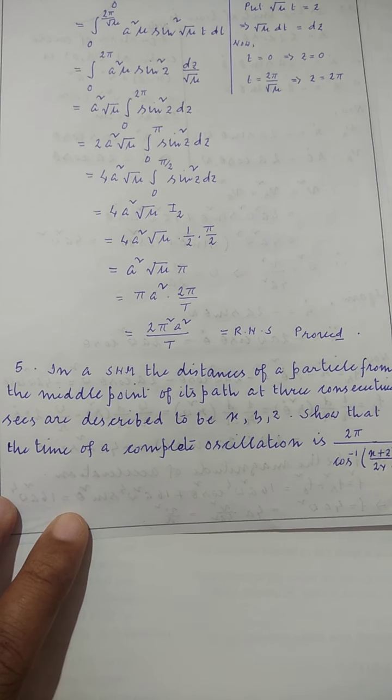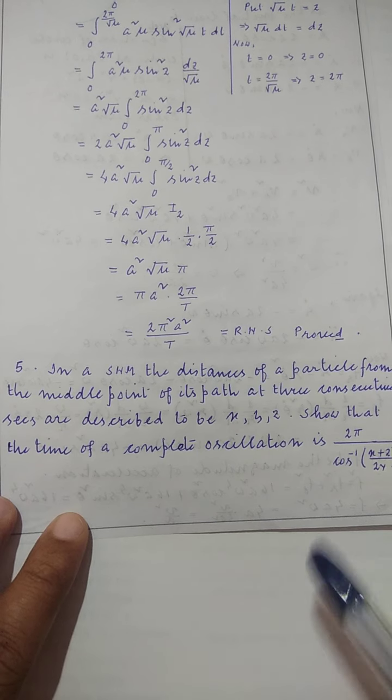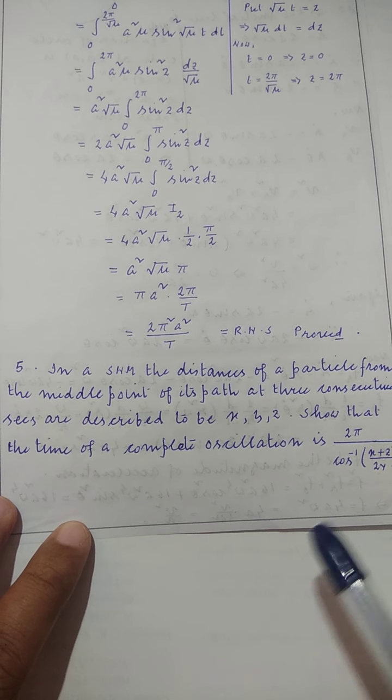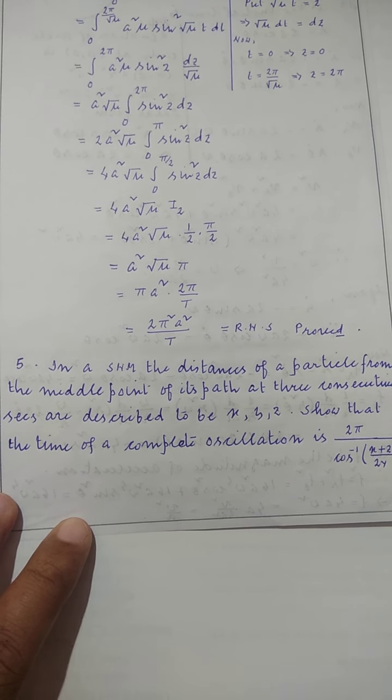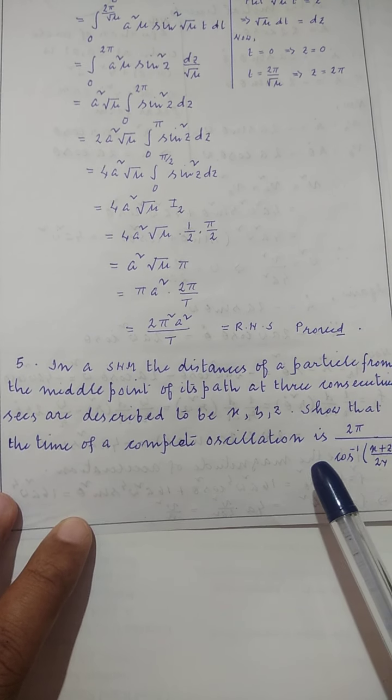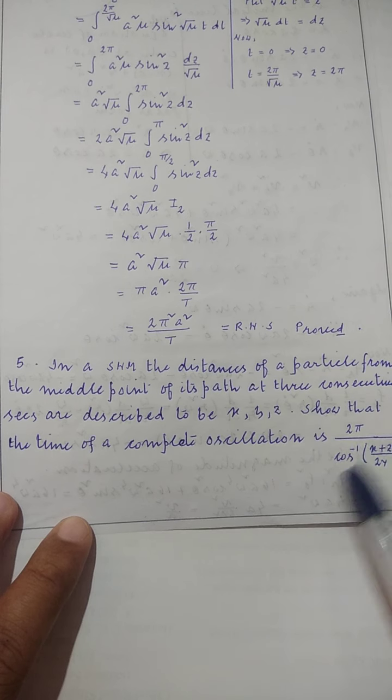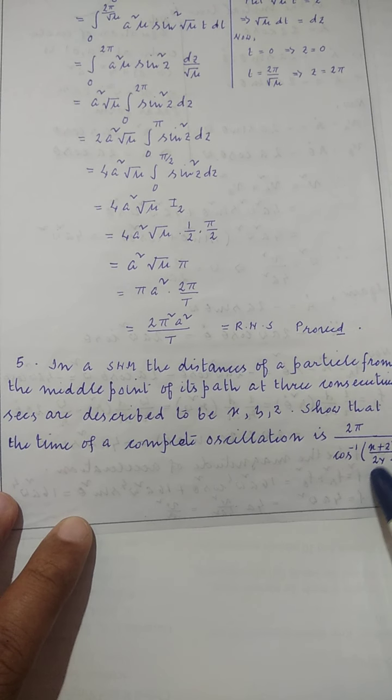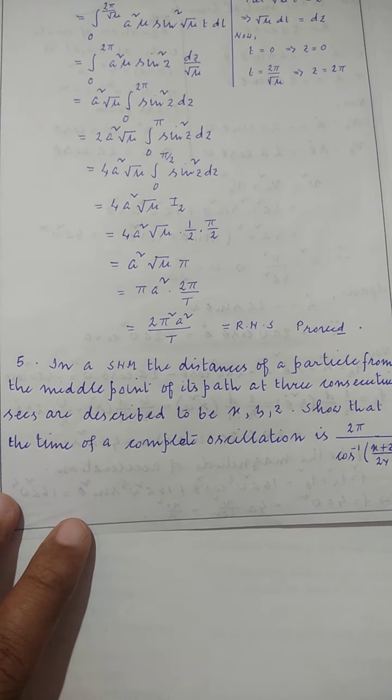So here, what is given? The motion is simple harmonic and the distances of a particle from the middle point, that means from the center or the mean point, are given as x, y, and z. So with the help of this we have to show that the time of a complete oscillation, that means T, is equal to twice pi by cos inverse of x plus z by twice y. So how to proceed? We can consider it this way.